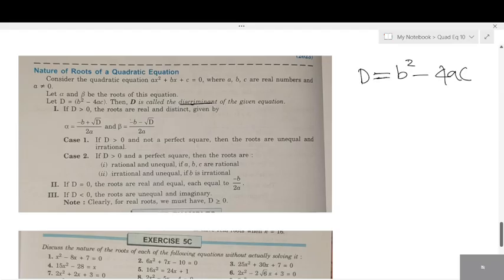Nature of root. There are 3 things to remember. Look at the cases: greater than 0, equal to 0, less than 0. If it is greater than 0, we have 2 answers. If not a perfect square, then the roots are unequal and irrational. The next one is rational and unequal. All this is not required. I'll just explain as we solve, and you will all understand.